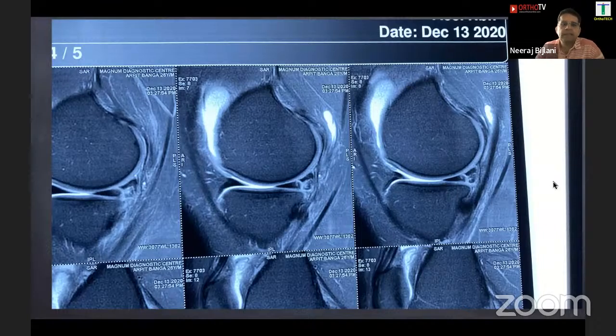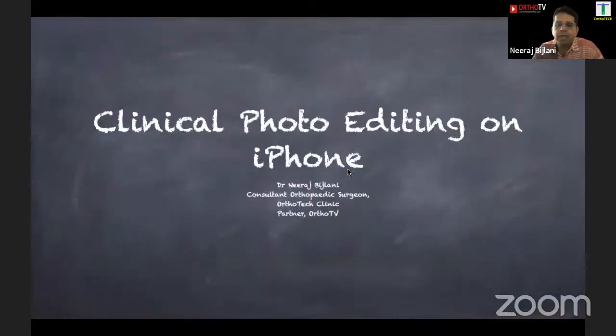And this is how it looks. Though I can make a diagnosis, there are two, three issues. One is that you can see the patient's name. You can see the diagnostic center's name. You can see some white background, and the image is generally bluish. So what I'm going to talk about today is clinical photo editing using an iPhone. Though you can use the same features on an Android also, because I use an iPhone more, I'm going to talk mainly on iPhone.